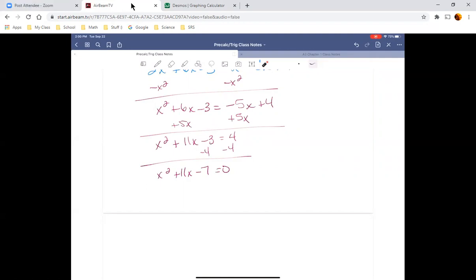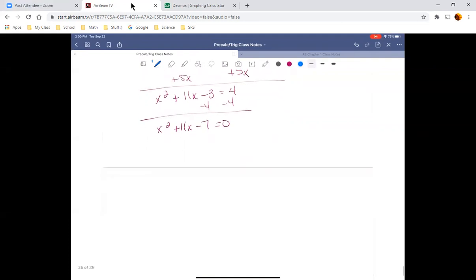Right, so to factor, a times c is negative 7, right? We have to multiply to get negative 7, but when we add them together, we get 11. There's only one way to multiply to get 7, and that's 1 and 7. Is there any way to make that 11? No. So that's how you know that you can't factor it. So if you can't factor it, you get to use the quadratic formula.